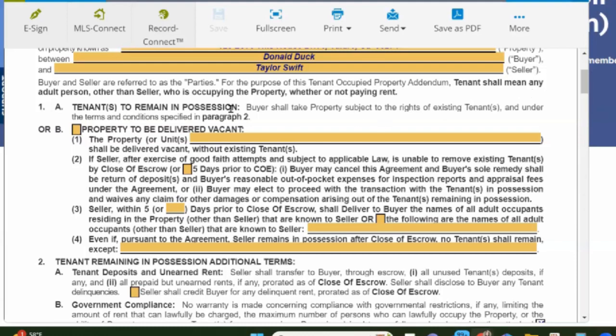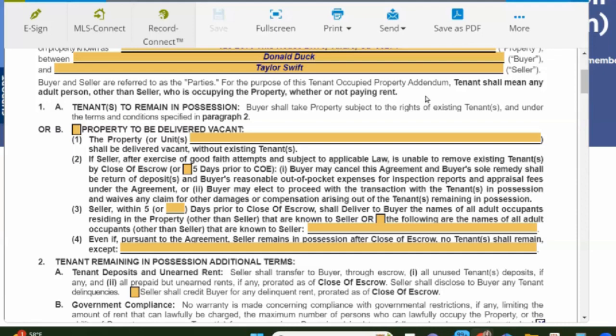So tenant shall mean any adult person other than seller who is occupying the property, whether or not paying rent. So this goes to your question earlier, Lisa. If you have a roommate and you own the property and the roommate doesn't, well, the roommate is a tenant, right? Technically, it could go to, I own this house and my adult son lives here. And so he's not a tenant because I don't charge him rent, but he's also not the seller of the home. And so technically, he would be a tenant as well. Although I think in most scenarios, we don't think about it that way.